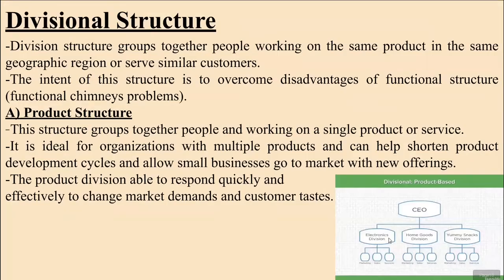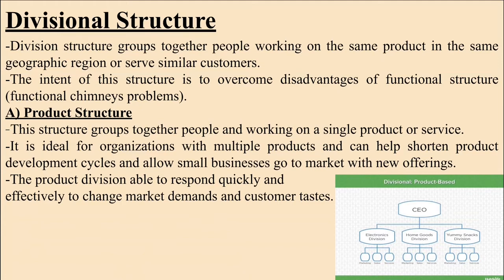Next, we will move to the divisional structure, where people working on the same product in the same geographic region are grouped together. This structure is meant to overcome the disadvantages of the functional structure. The divisional structure has three types, which are product structure, geographic structure, and customer structure. The product structure groups together people working on a single product or service.